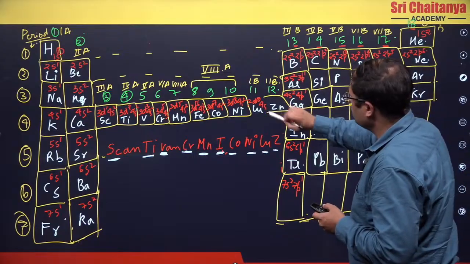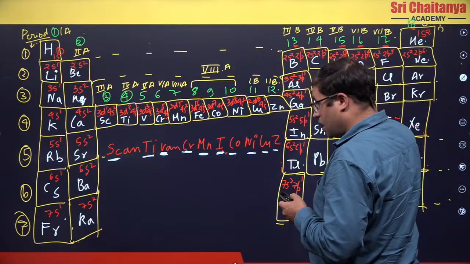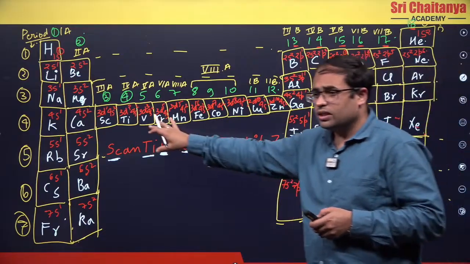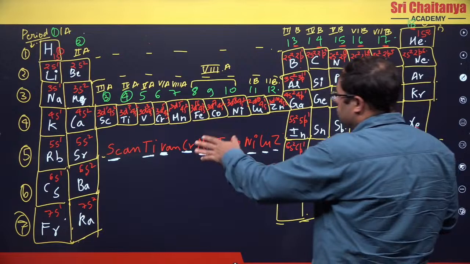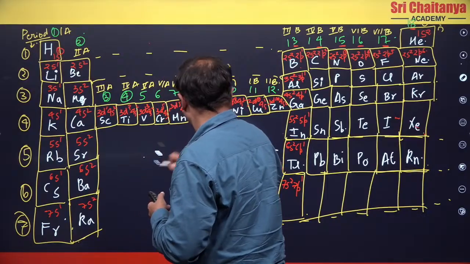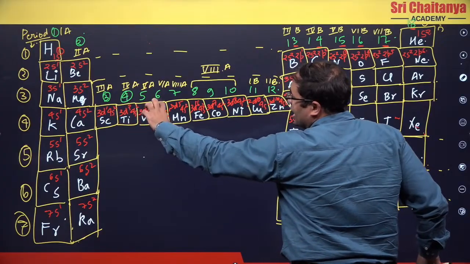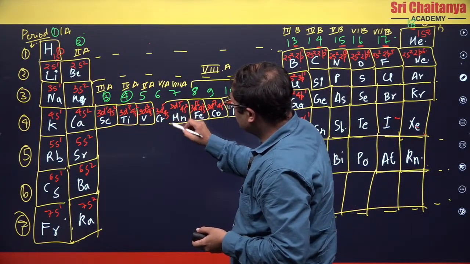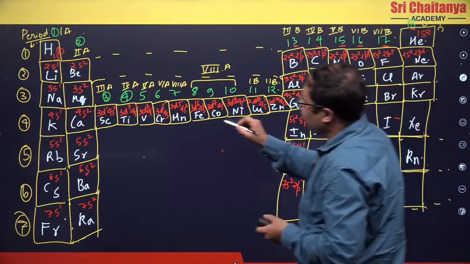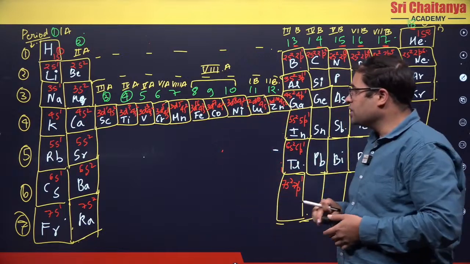Finally you have 3d10 4s2. No need to focus on these that much. So 10 electrons have been filled. Each electron is entering in the d subshell: 3d1, 3d2, 3d3. This one is exceptional. Why is it exceptional? Because half-filled configurations are stable, 3d5 4s1. You learn about this afterwards.